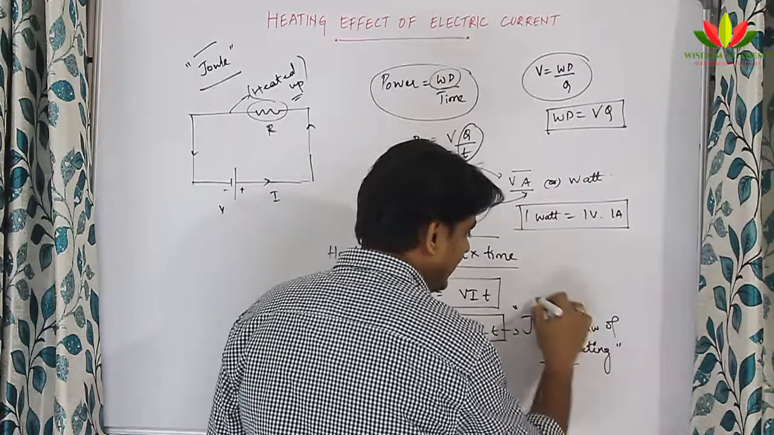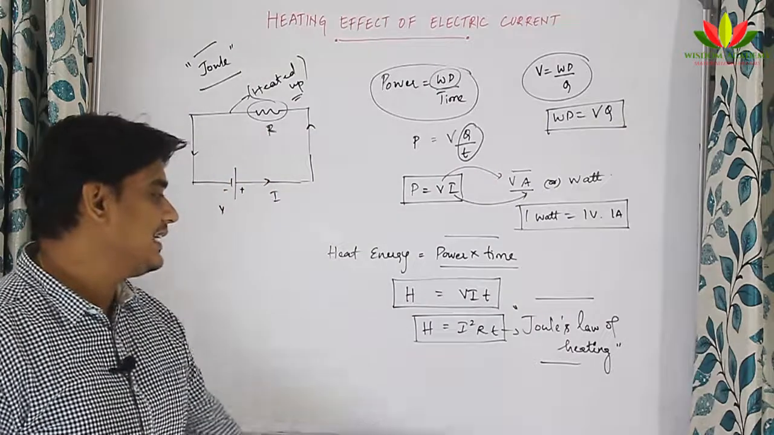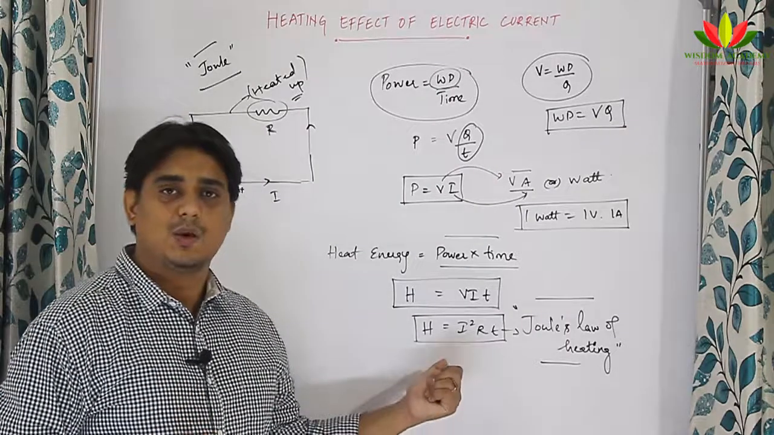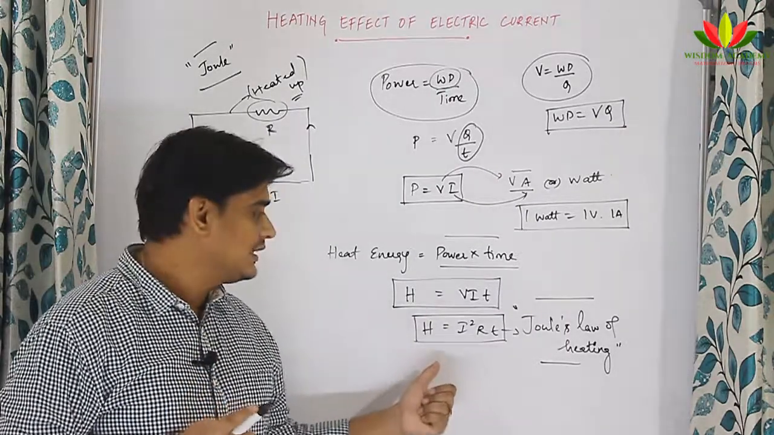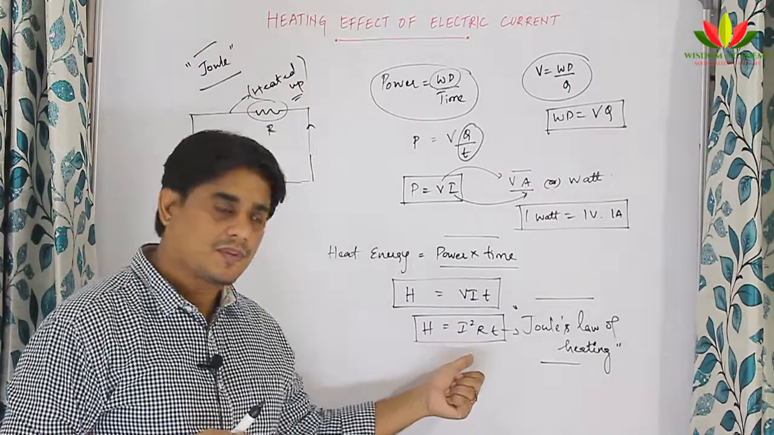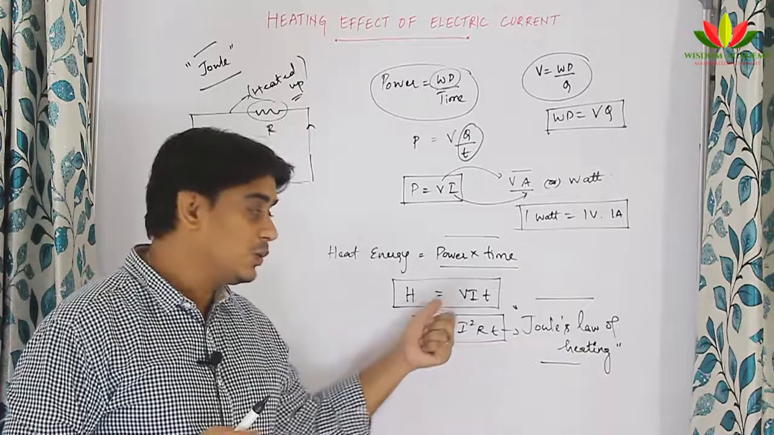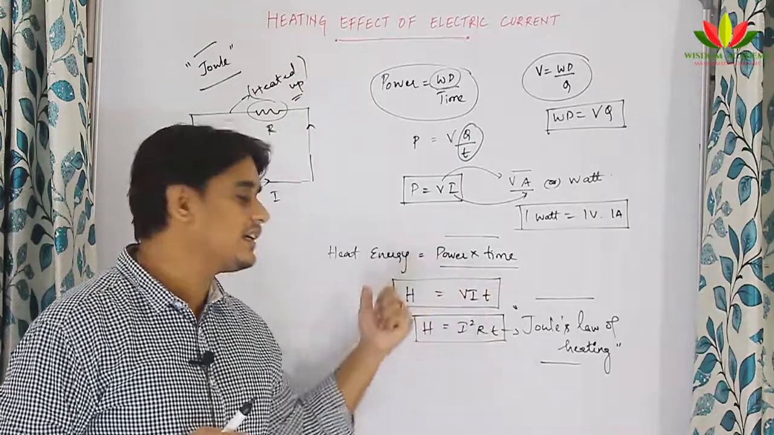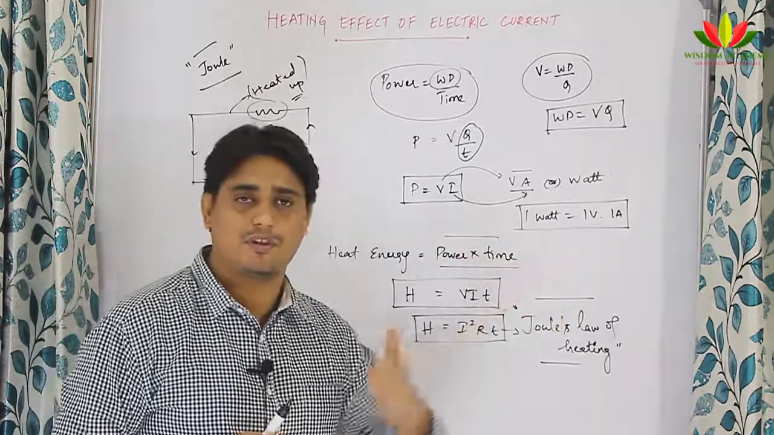What it says is that the heat energy produced when the current is flowing through a conductor is directly proportional to the square of the current, directly proportional to the resistance, and directly proportional to the time of flow of current.